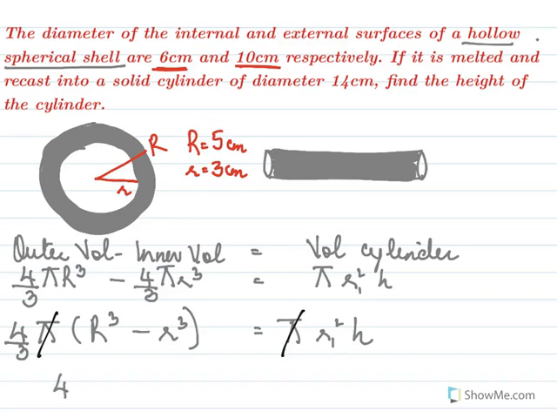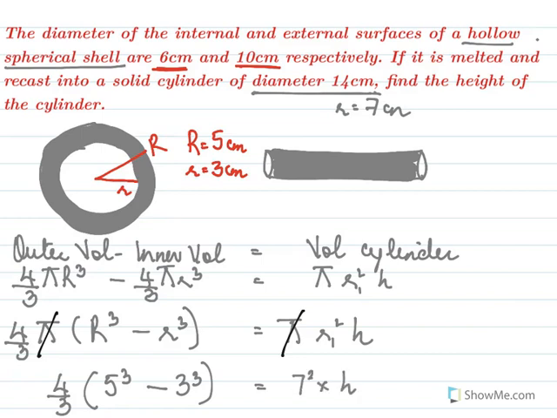We'll take it common out. Now what remains inside is 4 by 3. We see the R is here 5, so this is 5 cube minus, this is 3 here, 3 cube, equal to the R1 of the cylinder, which we do not know. I think we know this diameter is given as 14, therefore the radius of the cylinder will be 7. So here for R1 we put 7, so 7 square into h, and we need to solve this.